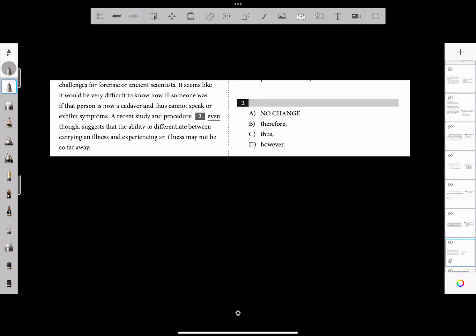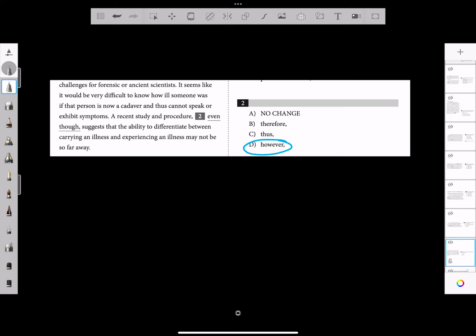Okay, so with transition word problems, no matter where the transition is in the sentence, it's always transitioning from the previous sentence, right? So we're looking at the previous sentence and seeing how that connects with the next sentence. "It seems like it would be very difficult to know how ill someone was if that person is now a cadaver and thus cannot speak or exhibit symptoms. A recent study and procedure suggests that the ability to differentiate between carrying an illness and experiencing an illness may not be so far away." So that seems like a contrast.